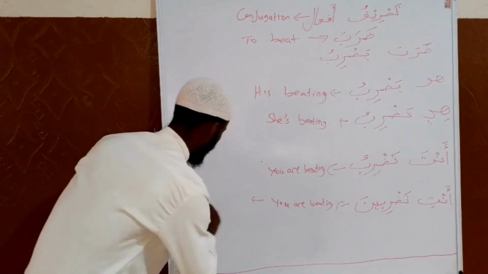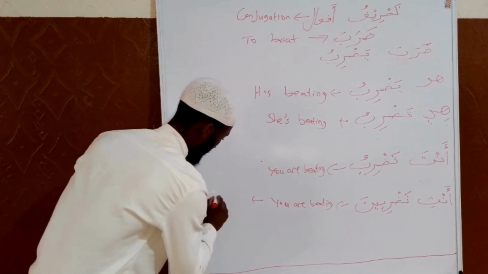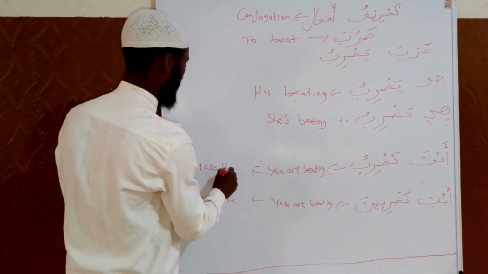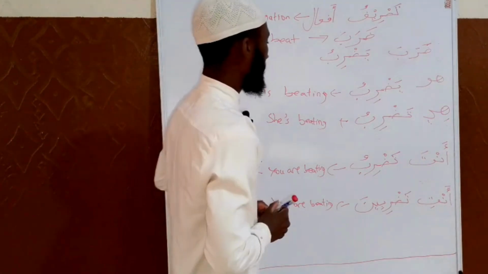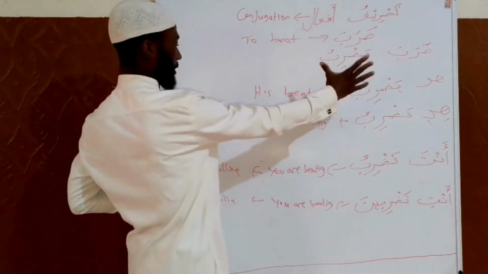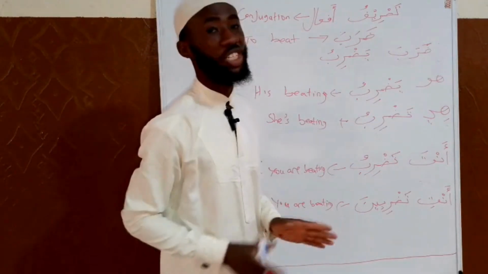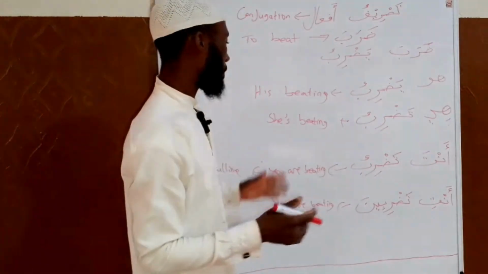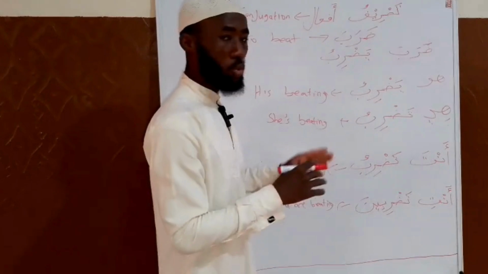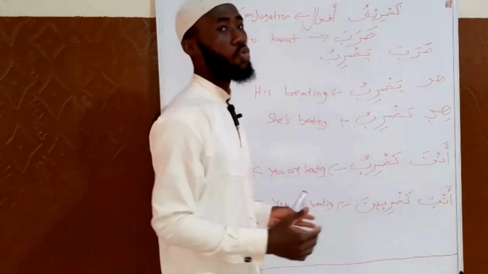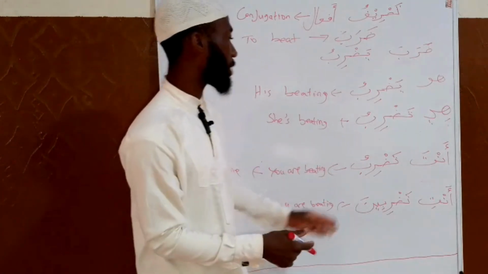It is for the feminine. This is for the masculine, and this is for the feminine. Here tadrib, that she's beating. So these are what we meant by conjugation, that is transforming. That is changes that occur. So these are the changes that occur.